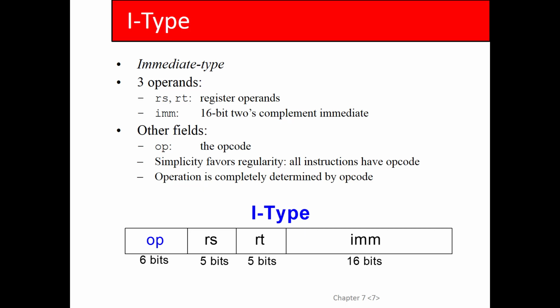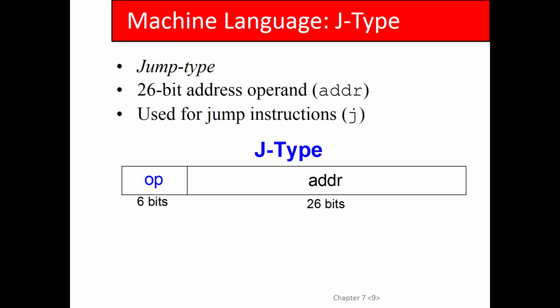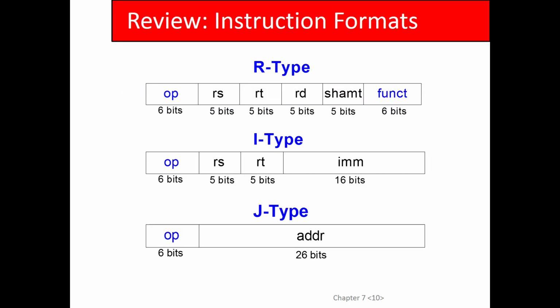And then a J-type is just devoted mostly to an address to jump to. This is for calling a method. This is where you put your method address that you want to call. Method, function, subroutine, whatever you call it. Okay? And that's it. Pretty simple.